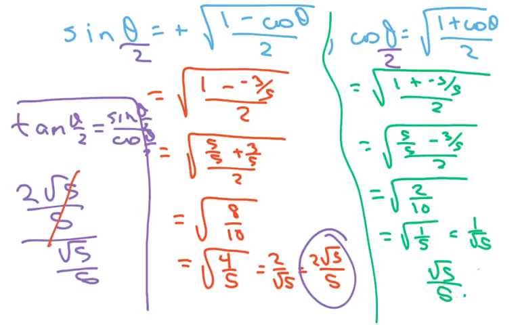So these two will cancel out, divided by itself is 1. So our answer is 2.